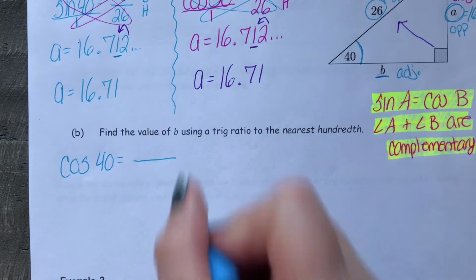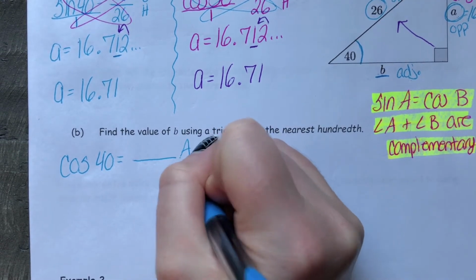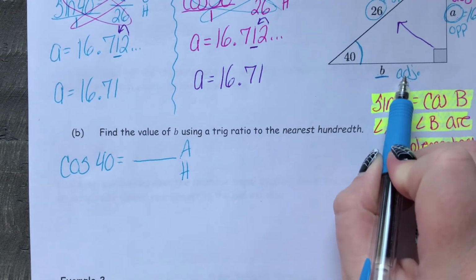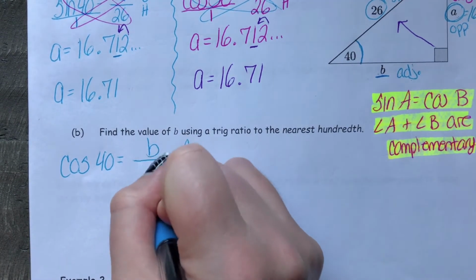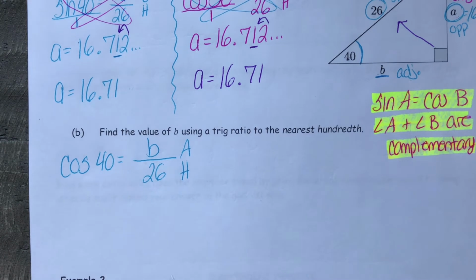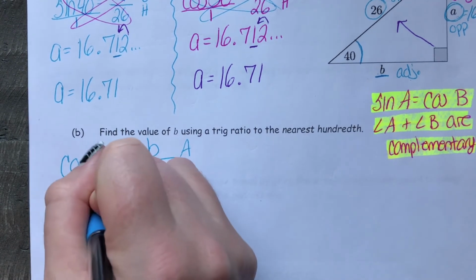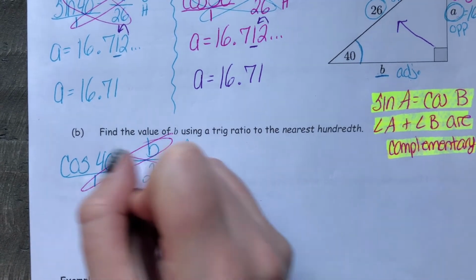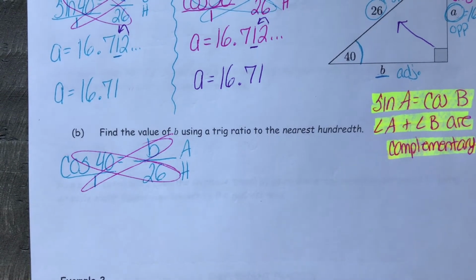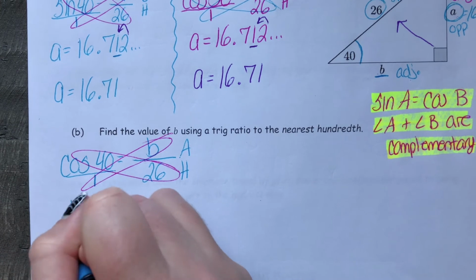So now I'm going to find cosine of angle 40, because that's the reference angle I'm choosing to use. Cosine is adjacent over hypotenuse. Again, my adjacent side is B. My hypotenuse is still 26. And then I just solve it how we have been. I have a fraction on the right, I got to make a fraction on the left. Throw that baby over 1. Give it a cross multiply. Boom, boom, boom. B times 1 is B.